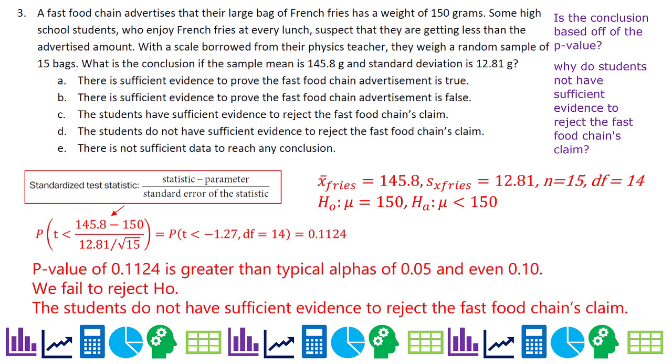Since our p-value of 0.1124 is greater than typical alphas of 0.05 and even 0.10, we fail to reject H0, because it's not that surprising then. So the students do not have sufficient evidence to reject the fast food chain's claim. The correct answer is D.